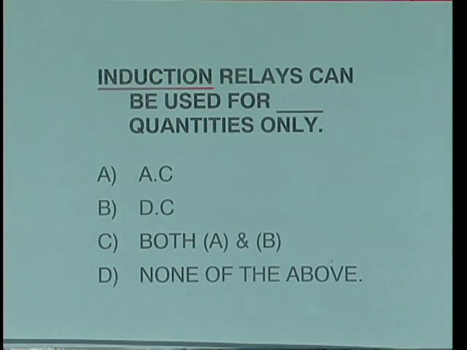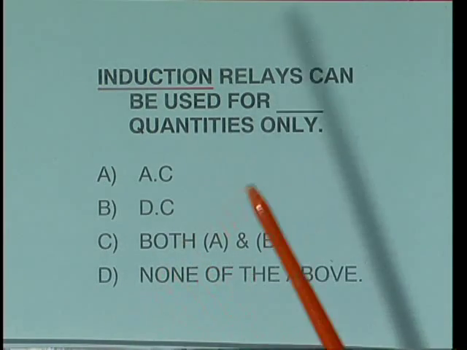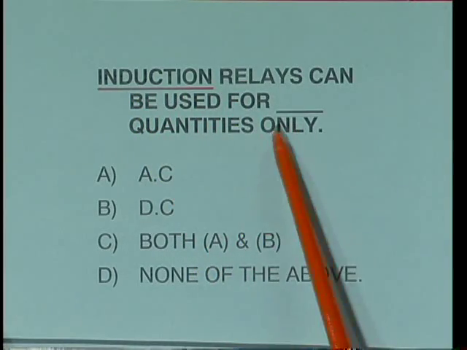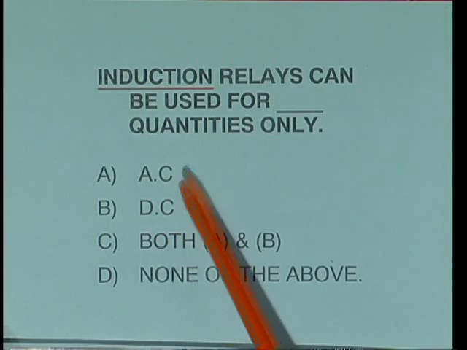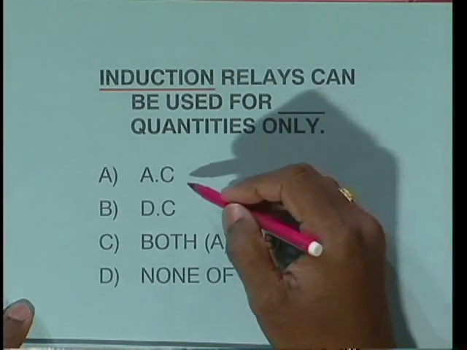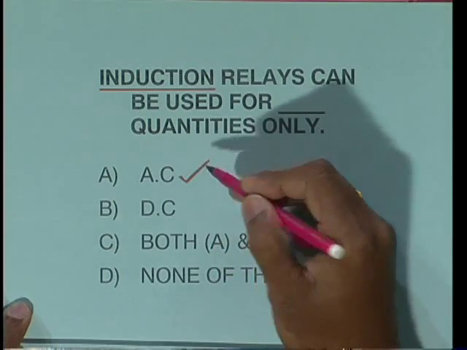Next question is, induction relays can be used for dash quantities only. A. AC, B. DC, C. both A and B, D. none of the above. The correct answer is only for AC quantities.